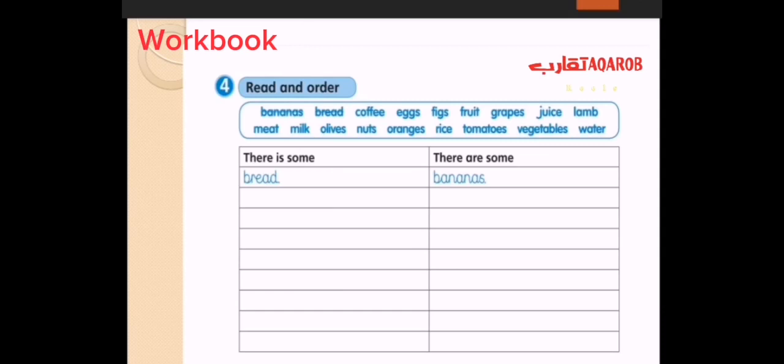Coffee, we will use there is or there are? There is. Yes, good job. What about eggs? There are. Excellent. Figs, excellent, there are. What about fruit? Yes, there is. Bravo. Juice, excellent, there is. Lamb, yes, there is.